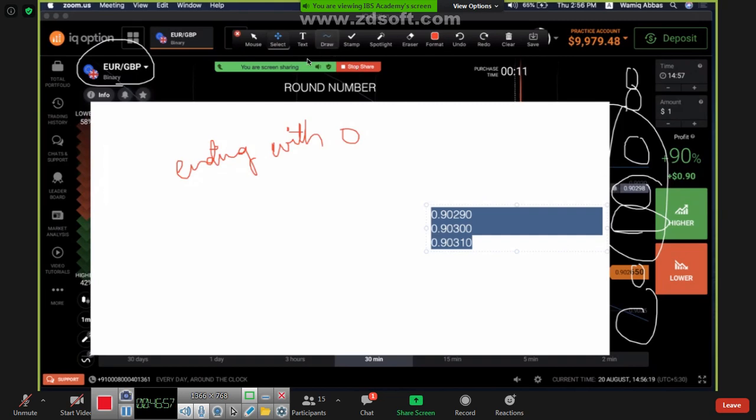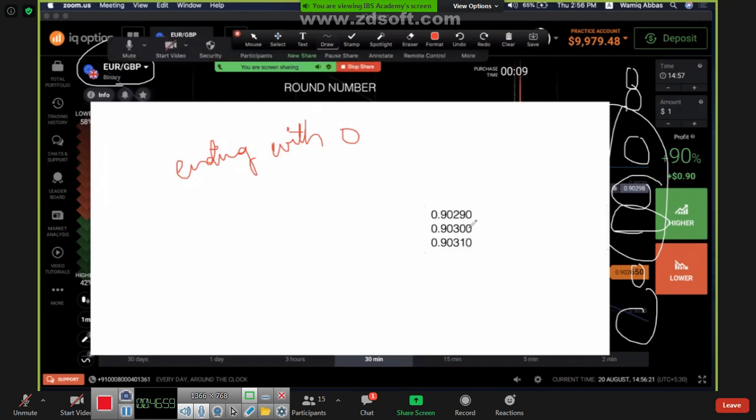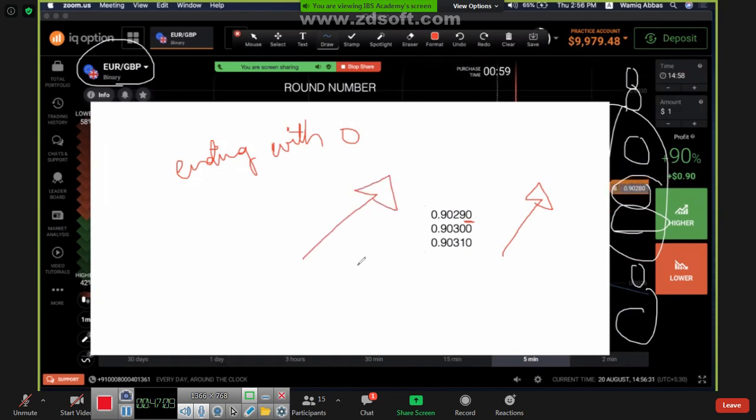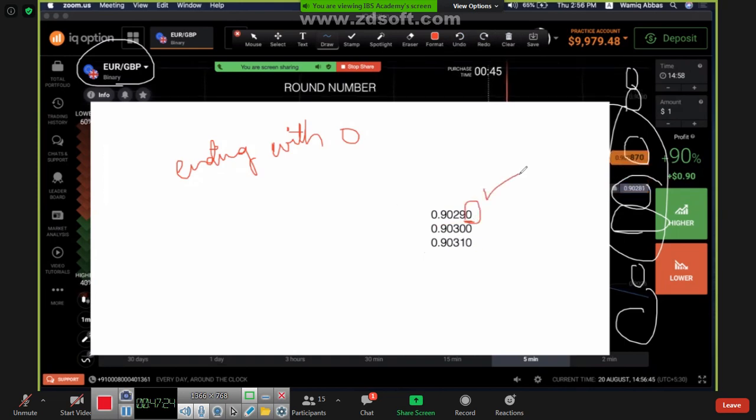I'll tell you, if the amount of zeros is more, the strength of the round number will be more. Or, the higher the amount of zeros on the round number, the higher the strength of the round number. For example, if you have only one 0, that will be a round number of medium strength.